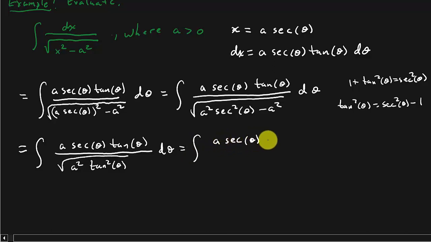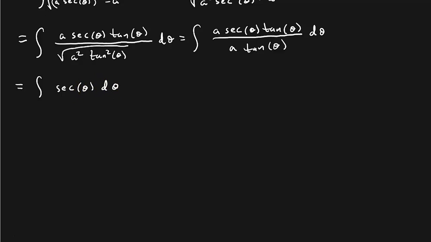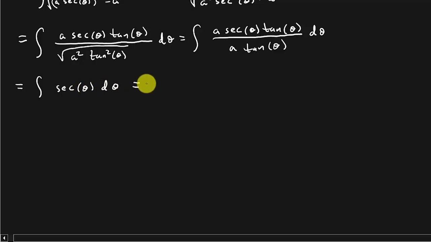And so that's the integral a secant theta tangent theta over a, and yes, absolute value of tangent theta, but it's positive, so I can just write down tangent theta. And so this is going to give me the integral of secant theta d theta. All right, so that's nice. Let's see what we have here.